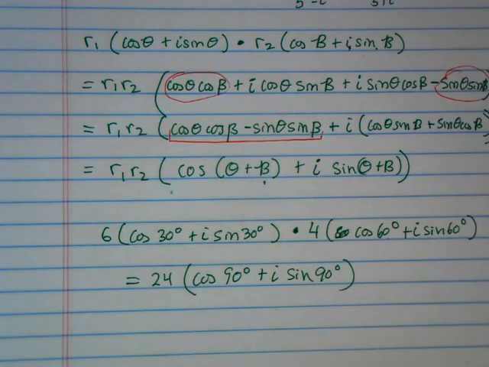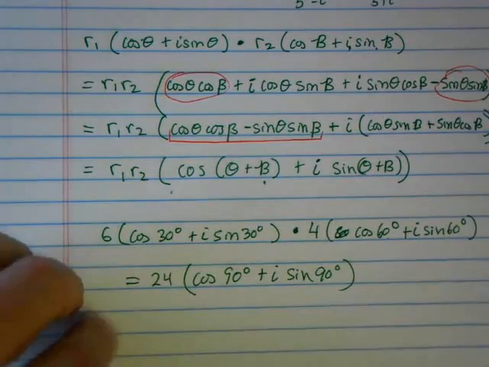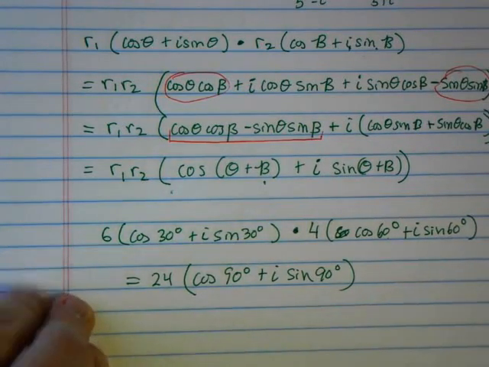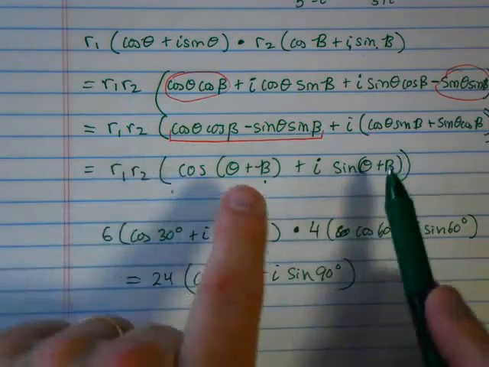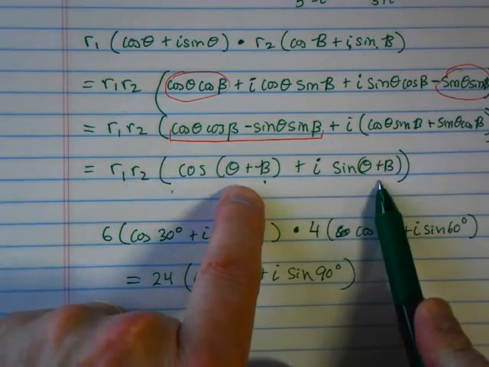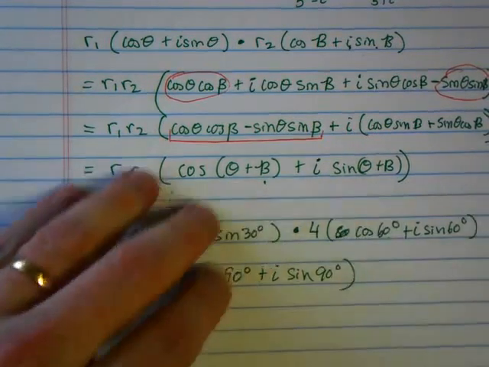Questions on that? How do you think you divide two complex numbers written in trig form? You divide the numbers and you subtract the angles. So multiplying and dividing in complex form is pretty easy.